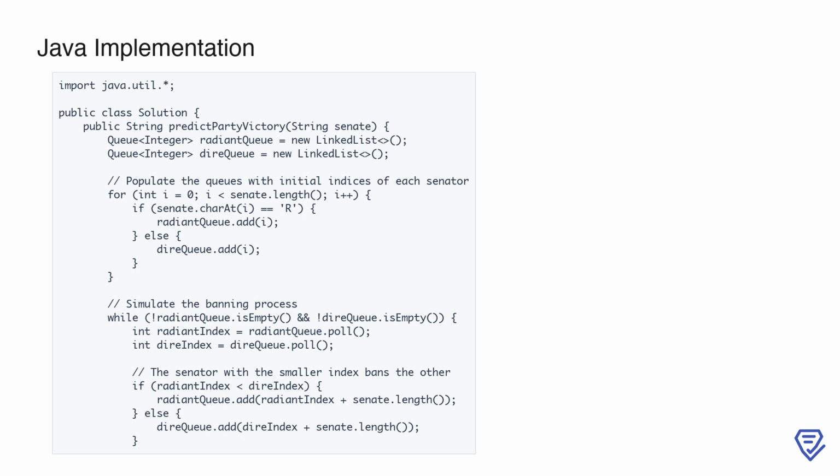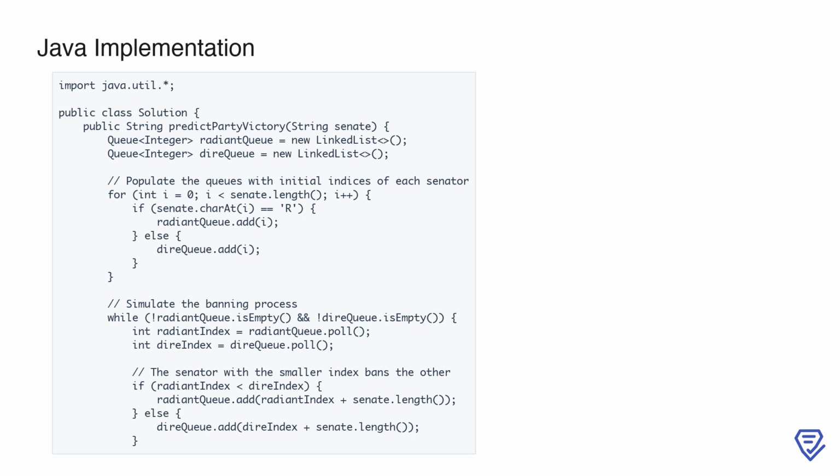The method takes a string senate as input, which represents the sequence of senators from the radiant and dire parties. We initialize two queues, radiant queue and dire queue. These queues will keep track of the indices of the radiant and dire senators, respectively. Next, we populate these queues by iterating through the Senate string.